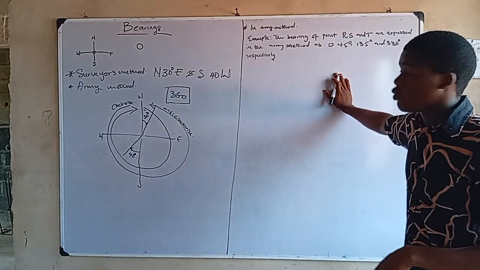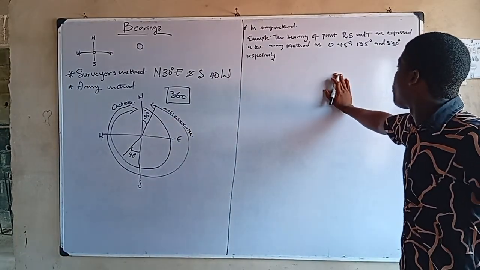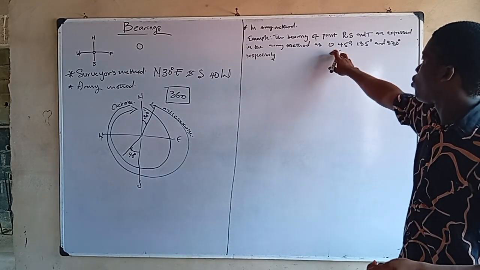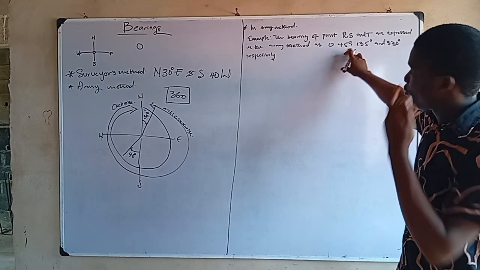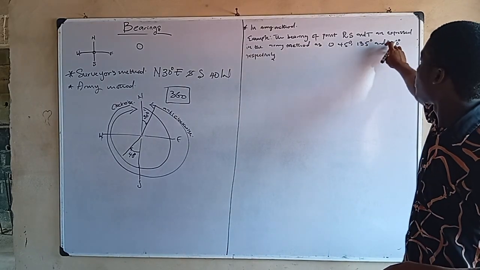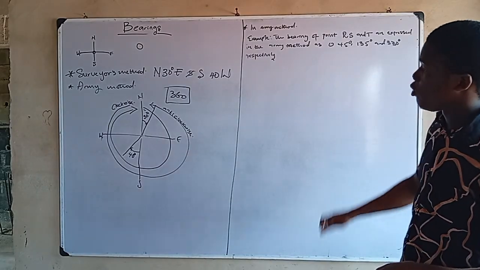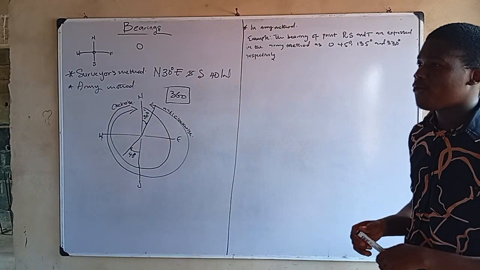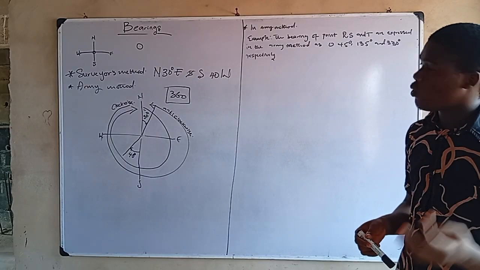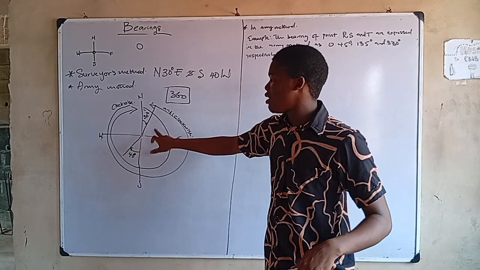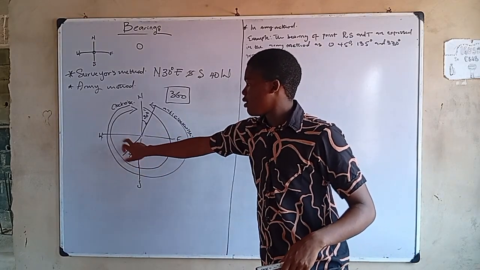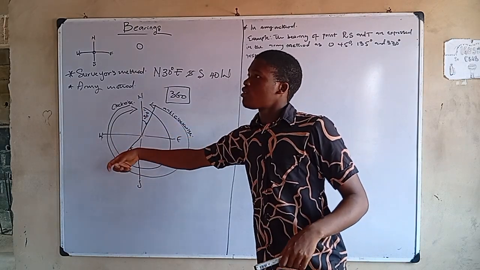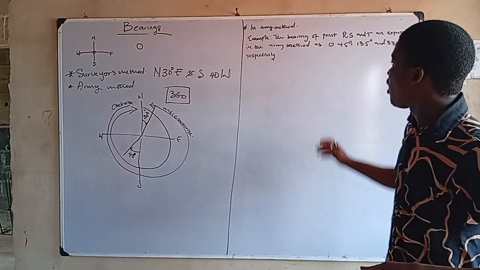Now let's move on. In the army method, you can see the example we have on the board. The bearings of points R, S and T are expressed in the army method as 45, 135, and 330 degrees. Now, looking at that, I told you that in bearing we have 4 quadrants, where this is the first quadrant, 90, 90, 90, and 90. If we combine all of them, this is 90, 180, 270, 360. Now let's move on. How do we get this?